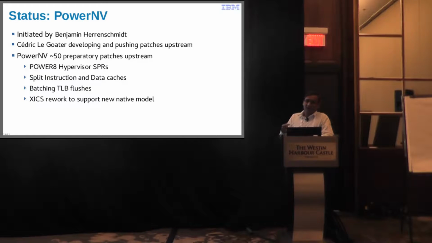TLB flushes: what used to happen was there used to be TLBIE and SLBIE, and they used to come in batches. If we do a TLB flush every time, it will be like a mem clear maybe 10 times or something like that. So we batched them together, and that improved the performance of booting the guest. XICS rework: because we are adding the native model, we need the native interrupt controller support. Some portion of that rework is upstream and some of it is still pending.